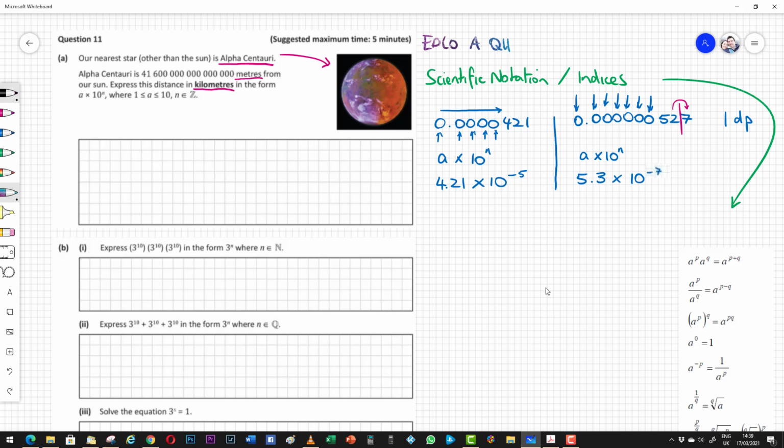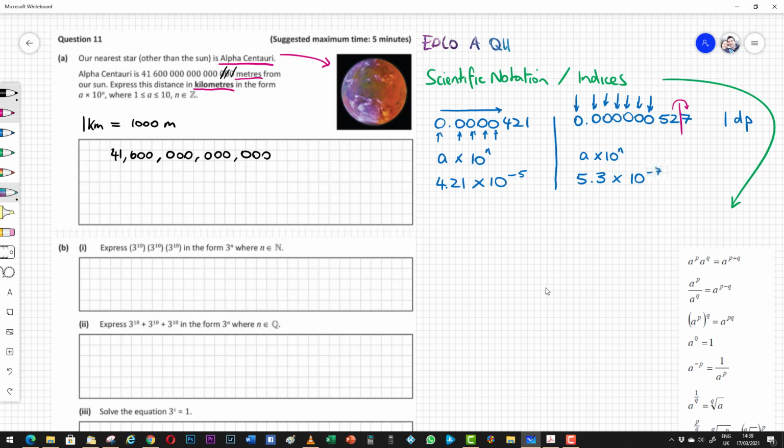So 1 kilometer is equal to 1,000 meters, and so if I divide this large number by 1,000, I'll have converted it into kilometers. So I'm going to chop off the last 3 zeros because that's equivalent to dividing by 1,000. So I'm going to write down the number again: 41600 000 000 000 000. So this is our large number. It's a bit smaller because it's now in kilometers. And what we're going to do is convert this into scientific notation.